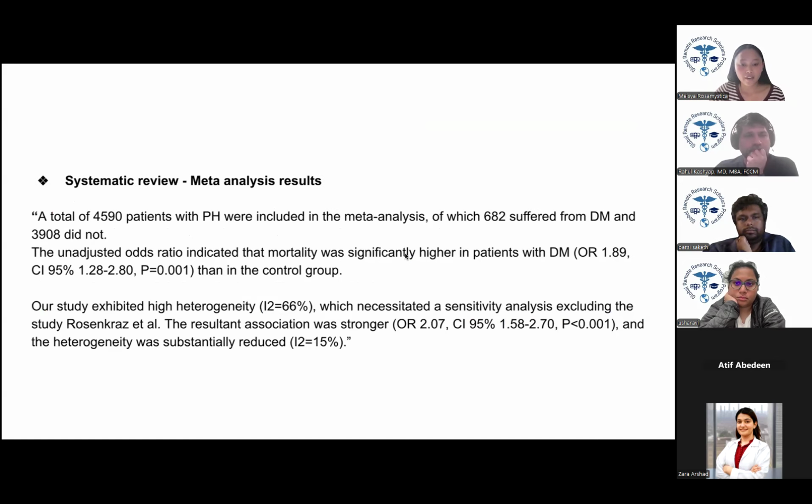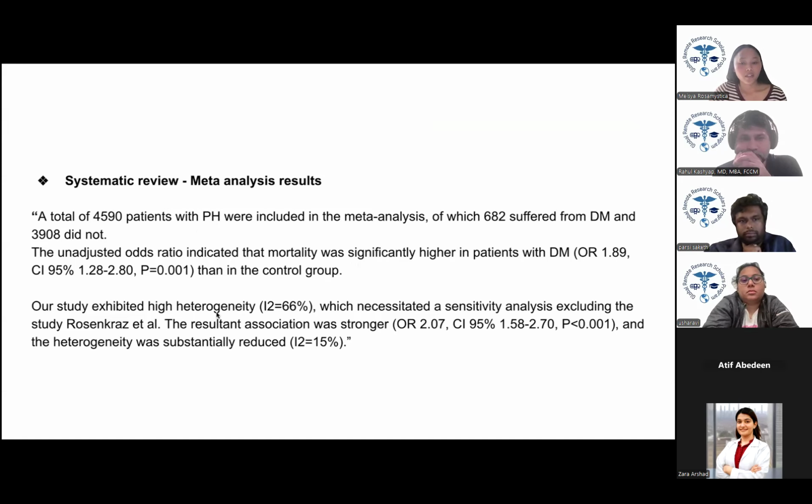So here again, we have a very nice example of a meta-analysis result. They mentioned the total number of patients, the total population. And then they mentioned how many were in the intervention group, suffering from diabetes mellitus, and how many did not. And then they described the effect size, which was in odds ratio, which was significantly higher in patients with diabetes mellitus compared to the control group.